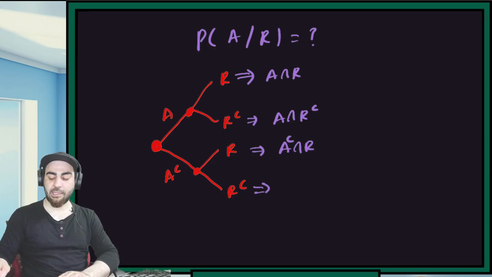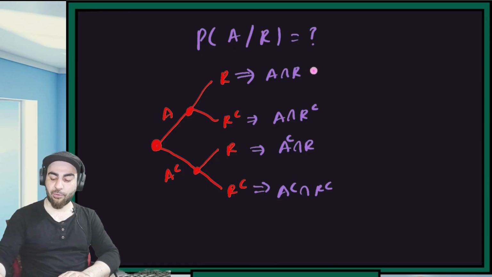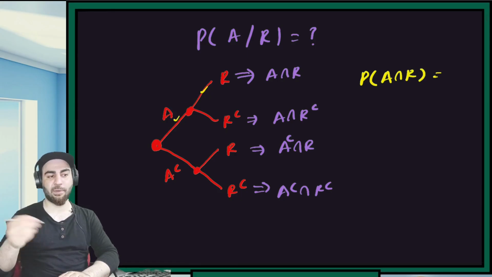In this case, no alarm, no aircraft, no alarm and no aircraft. So if you see each of the branches, all of these things can be seen as multiplicative probability. If you have to compute the probability of A intersection R, you can just multiply this and this. Okay, this is the multiplicative rule.